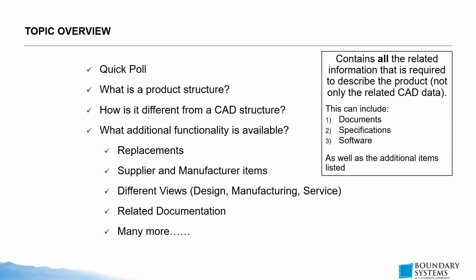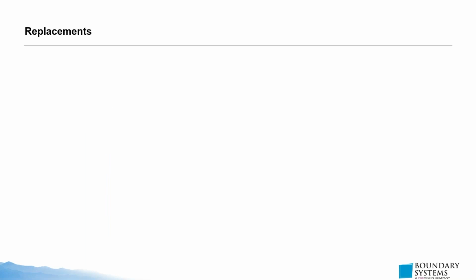CAD only represents the CAD files itself and its related drawings, whereas a product structure describes everything that is required to describe the product and to be able to manufacture and service the product. So let's look at some of those items. The first one is replacements.